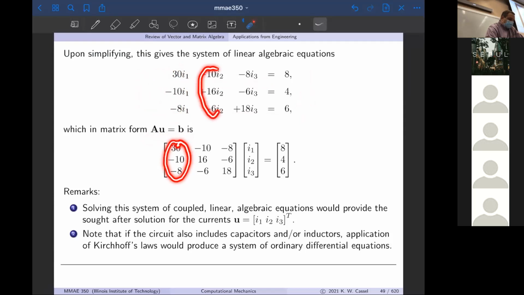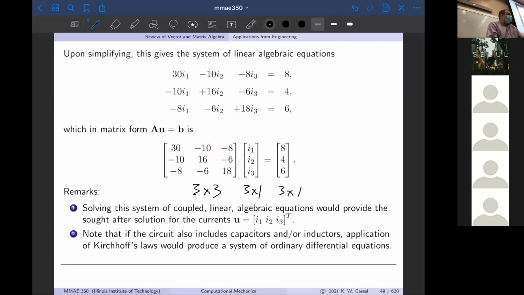The coefficients of the I2s become the second column of A. And then the coefficients of the I3s become the third column of A. Now, how do I know that? Because if I unwind this system of equations and do the matrix multiplication, this is 3 by 3, this is 3 by 1, so the result is 3 by 1. So that all makes sense.